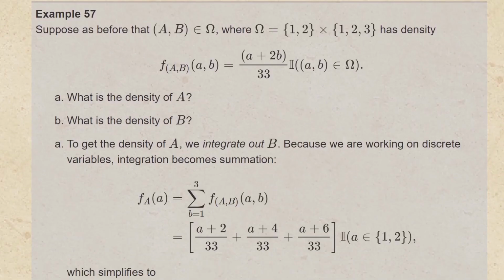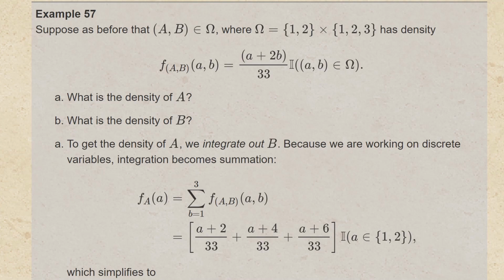For example, suppose as before that (A, B) is in omega, where omega is the Cartesian product of the set {1, 2} and the set {1, 2, 3}, with density f at little a and b equal to (a plus 2b) divided by 33 times the indicator that (a, b) is in omega. Now suppose that we're after the density of a. Well, to get the density of a, we integrate out b.